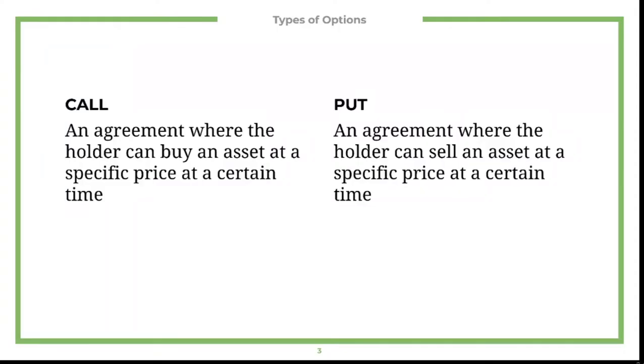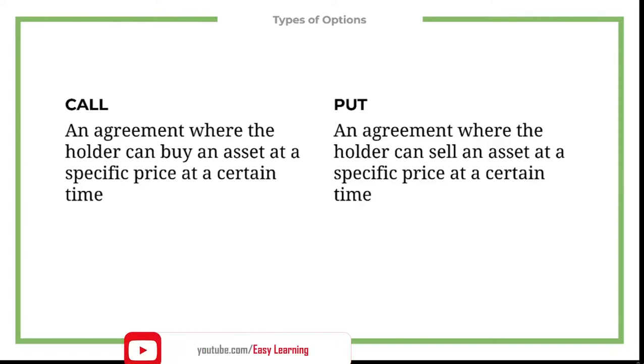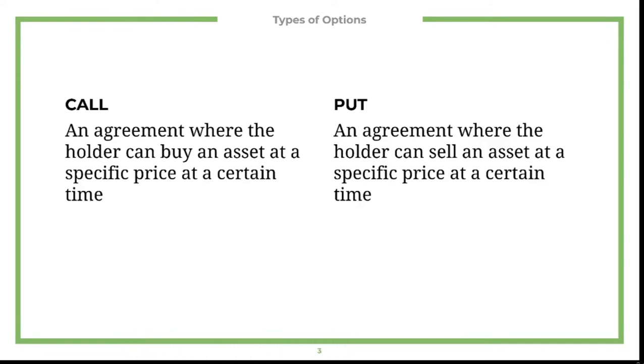So there are two different types of options: a call option and a put option. In a call option, you're basically making an agreement to buy an asset at a specific price at a certain time. And a put is similar, except instead of buying the asset, you have the right to sell the asset at that specific time and at that specific price.